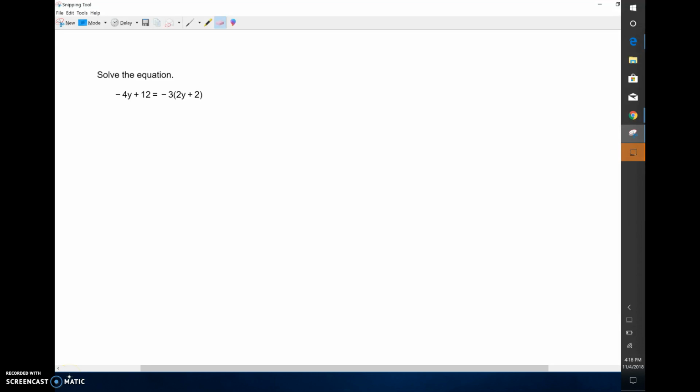What I'm going to do here is I'm going to solve the following equation. And this is from section 9.4, where we're solving equations. And we have negative 4y plus 12 is equal to negative 3 times 2y plus 2.